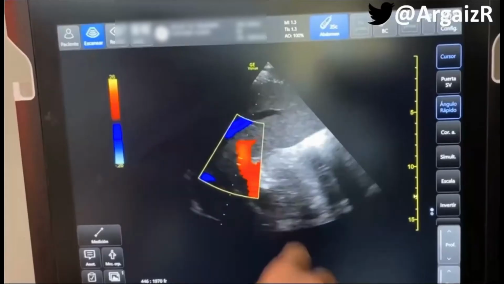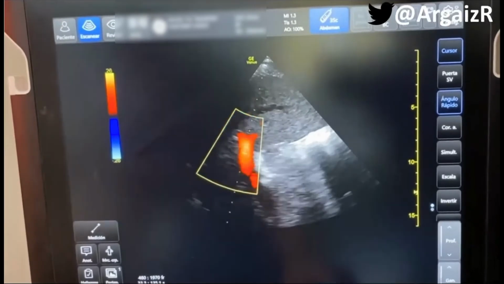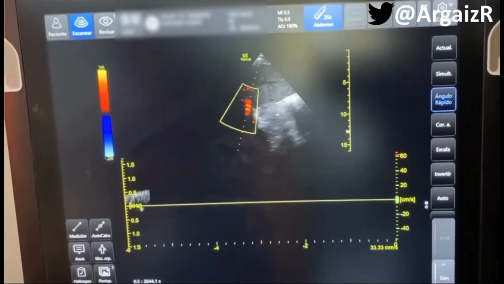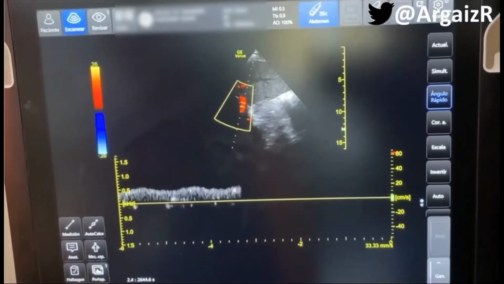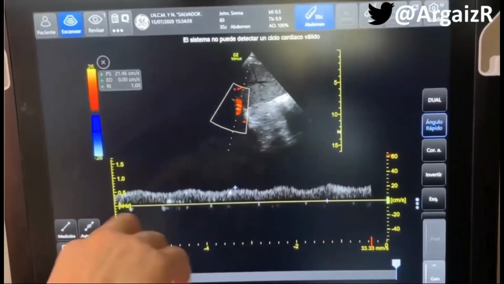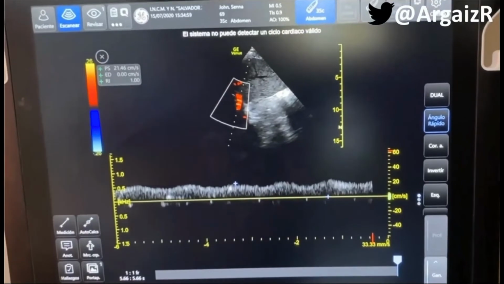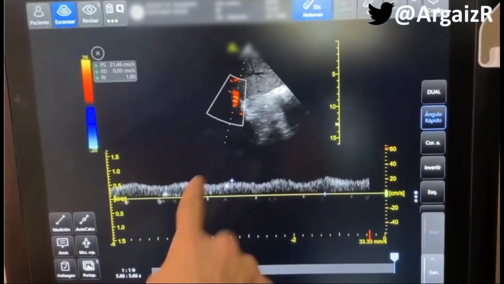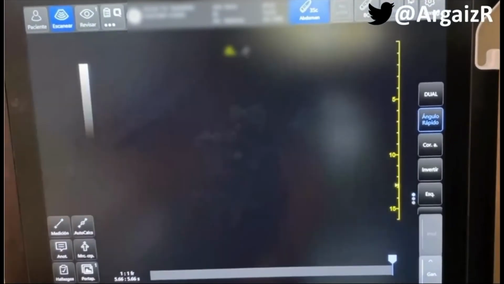You can do the same thing for the portal vein. Now you just set the gate inside of the portal vein, and you press the pulse wave Doppler button again, and here you see this is a normal patient with a normal portal vein waveform, just a little bit pulsatile, but this is less than 30% pulsatility, which is completely normal in a healthy patient.